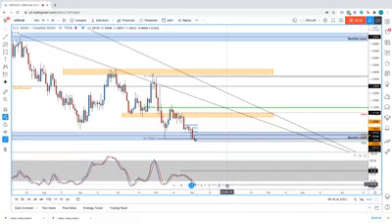Now, of course, we still have key risk events or key data events for dollar CAD, and that is looking at the employment change and the unemployment rate for Canada that is set to be released tomorrow. We're expecting to see an additional 22,000 jobs and the unemployment rate around 8.9%.